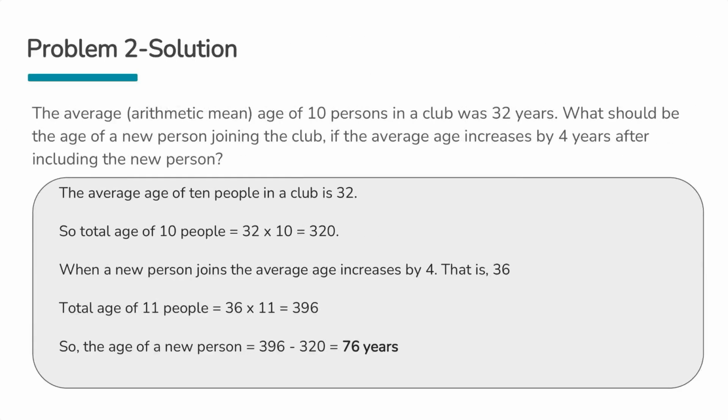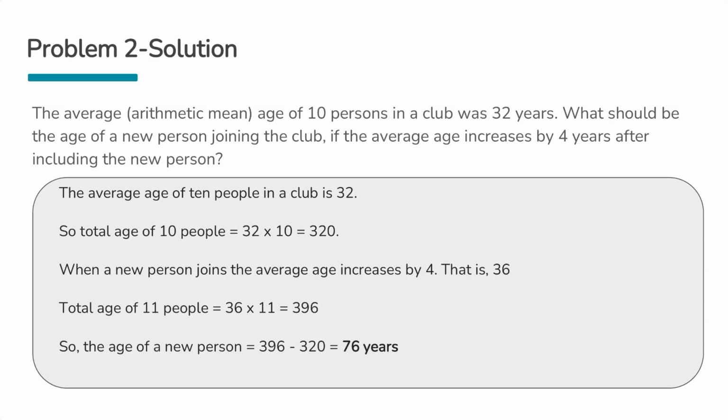So the average of 10 people in a club is 32. So when you have the average as 32, there are 10 people in the club. You could always distribute the 32 among the 10 people, so the total age would be 320. You could use your formula, mean is equal to the total of the ages divided by the number of observations, and get the total age of 10 people as 320. Or assume that each person's age is 32 years, without loss of generality. If each person's age is 32 years, 10 people's age would be 320 years. So that is the first step. Total age of 10 people is 320.